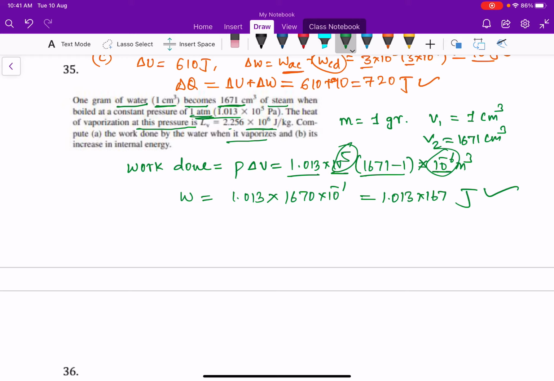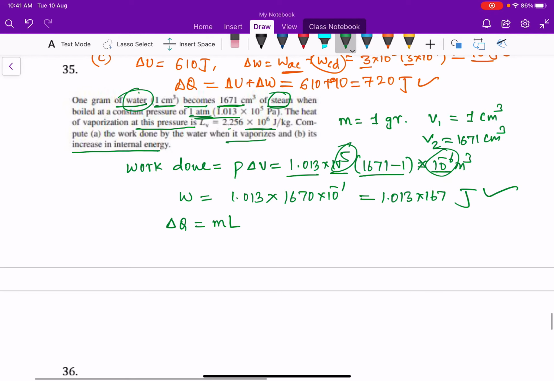Okay. Now compute the increase in internal energy. To compute the increase in internal energy, we need to find out the heat energy supplied to the system also. So heat energy supplied: here water is changing into steam. When the change of state is occurring, delta Q is equal to M into L, mass into latent heat of vaporization. So here mass is how much? 1 gram, that is 1 into 10 to the power of minus 3 kg, into L. L is equal to 2.256 into 10 to the power of 6 joules per kilogram. So you will get the answer for this.